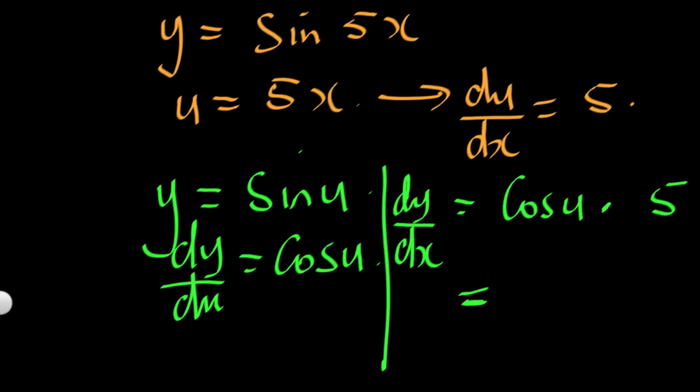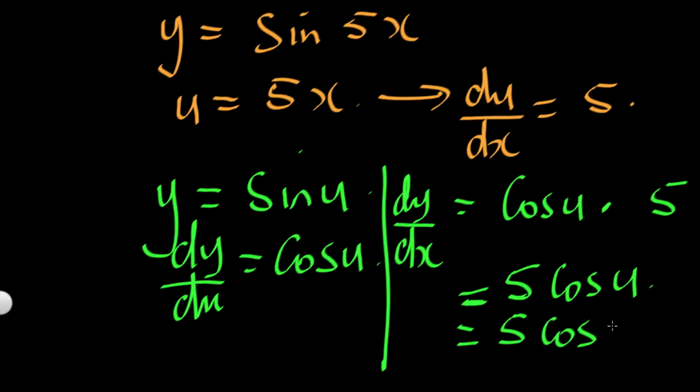We just rearrange. Whenever we're doing this kind of question, try to write the constant before you write your trig function. So this is 5 cos u, but we know our u is 5x, so we can replace it there. So this is 5 cos 5x. I'm using the chain rule here, systematically. Let me do another example.